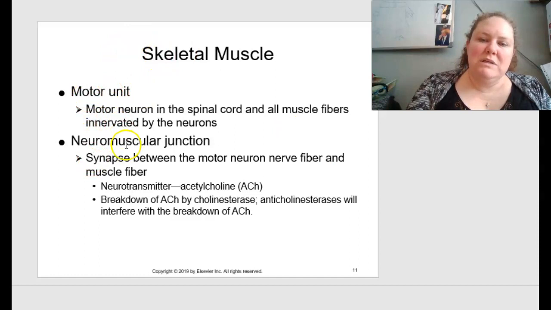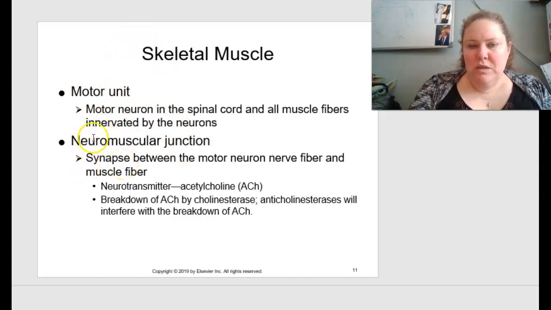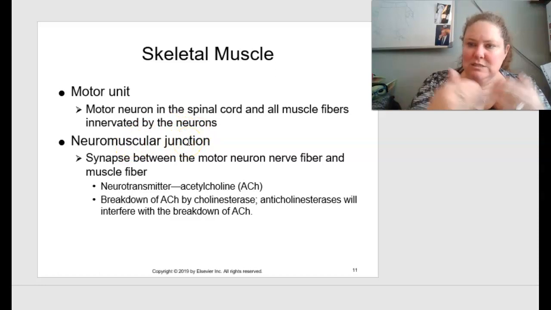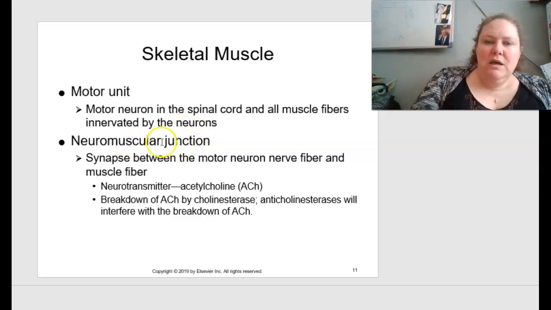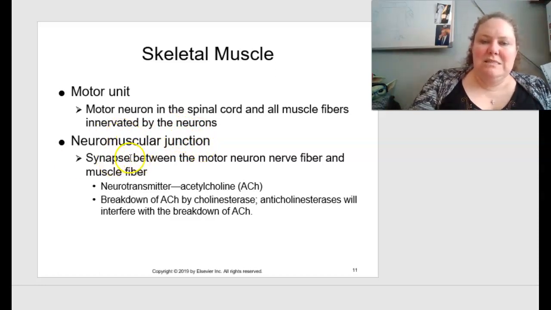Then you have your neuromuscular junction. So break those down into your key words. Neuro means brain, nervous system. Muscular means muscles. And junction is where they intersect, where they join. So the neuromuscular junction is going to be the synapse, which is a fancy word for joining, between the motor neuron nerve fiber as well as the muscle fiber. So again, where your nerve is going to be joining with the muscle.